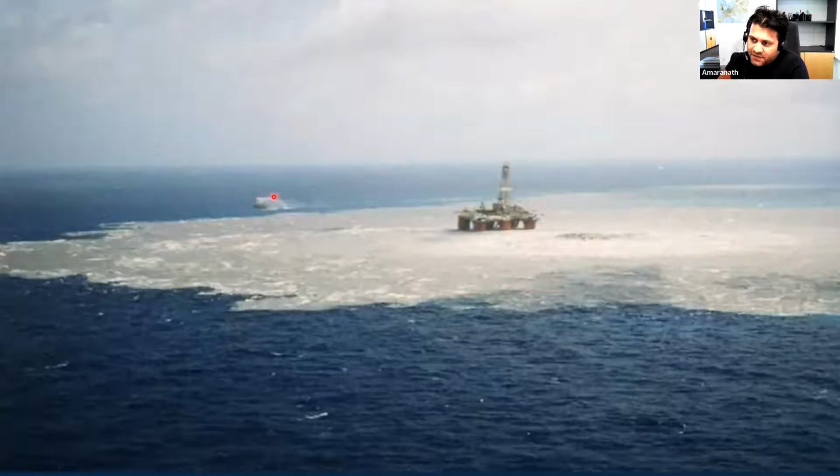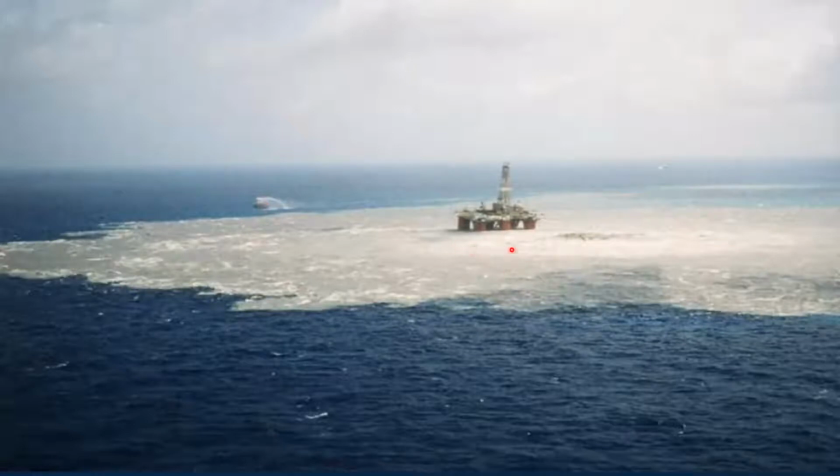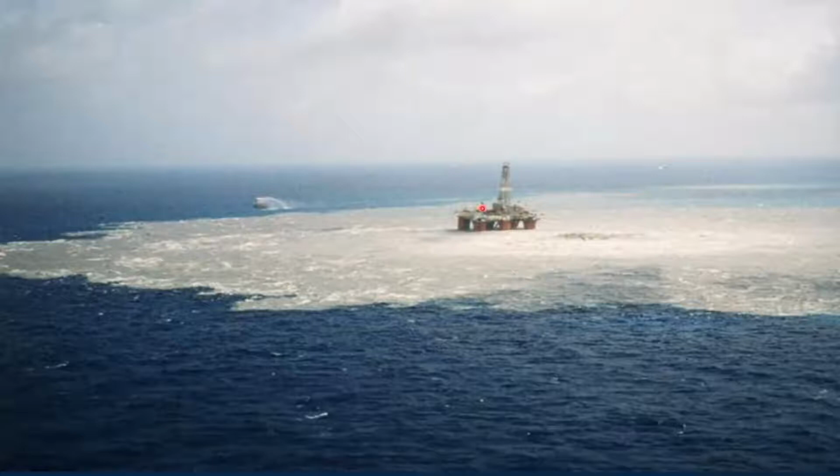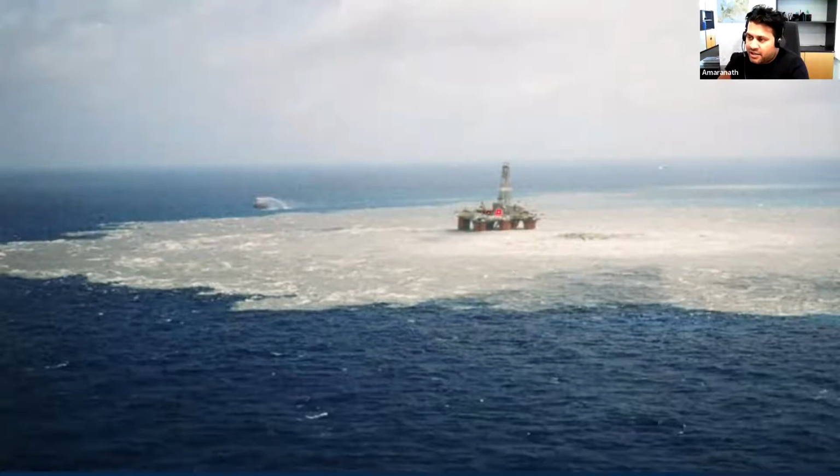So if we have a ship that goes nearby or across this gas cloud, it can get ignited because you have several ignition sources on the ship. And in addition, if we have this kind of gas release and it comes to the topside of the platform, where you have several generators, several ignition sources, then it can easily get ignited, and you can get consequences like Piper Alpha.